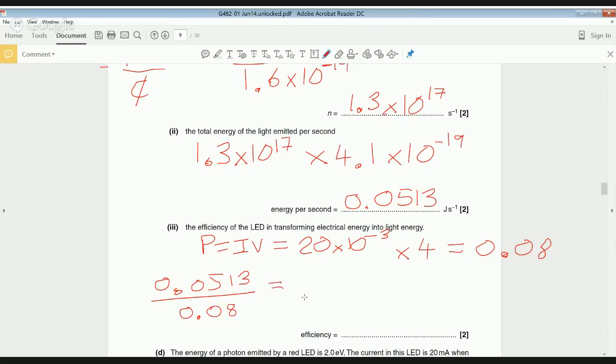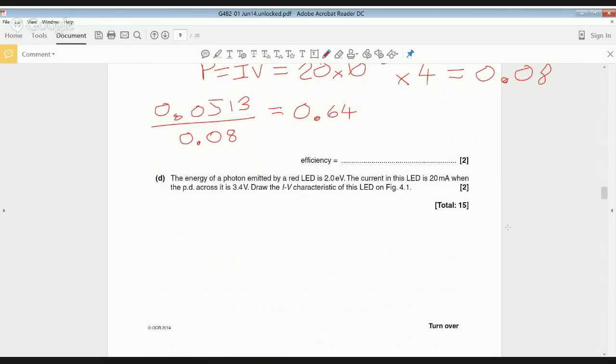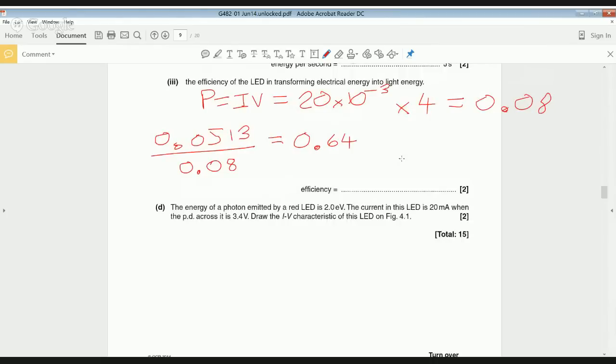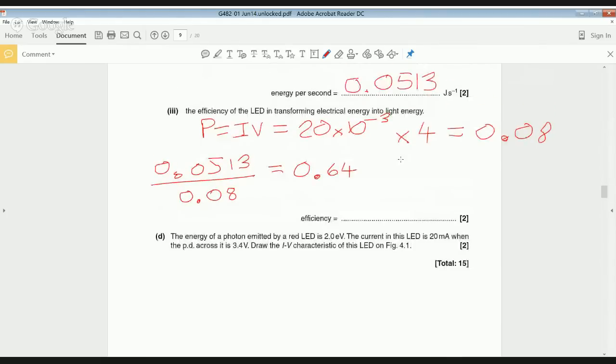And that will give us 0.64 as our efficiency, or 64% if you prefer. And the last part here, the energy of a photon emitted by a red LED is 2 electron volts. The current in this LED is 20 milliamps when the PD across it is 3.4 volts. Draw the IV characteristic of this LED on figure 4.1.